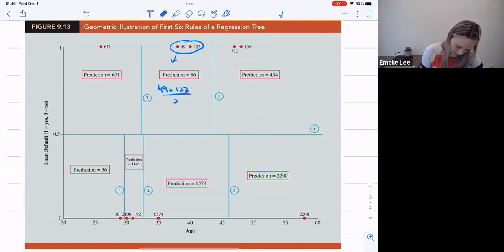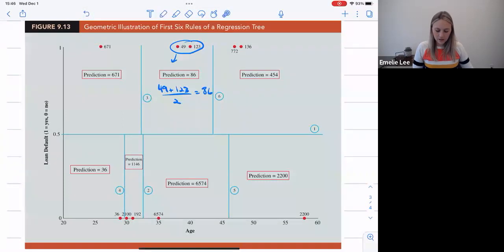Plus 123 divided by 2 is 86. Okay, so the predicted outcome here is the average of the outcomes that are in there. That's basically the same as the classification, right? Because we just took the average of the classes, zeros and ones. If there were more ones, we made it a 1. If there were fewer ones than zeros, then we made it a 0. So basically the same idea, but now we have numerical data that we can actually calculate on.